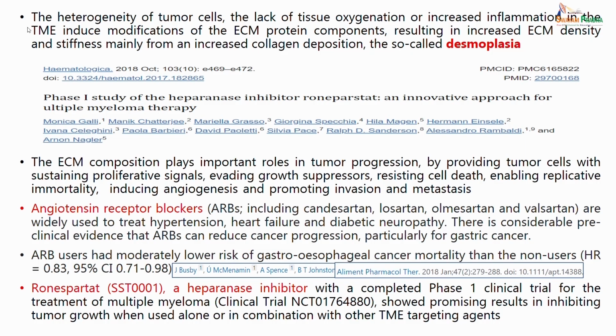Similarly, roneparstat, which is SST0001, is again another heparanase inhibitor which has completed a phase 1 clinical trial for the treatment of multiple myeloma. That is the reference which has been shown in the slide, and the clinical trial number is also given. I would request the listeners to kindly go through this particular clinical trial, where promising results have been shown in inhibiting tumor growth when used alone as well as in combination with other TME targeting agents.